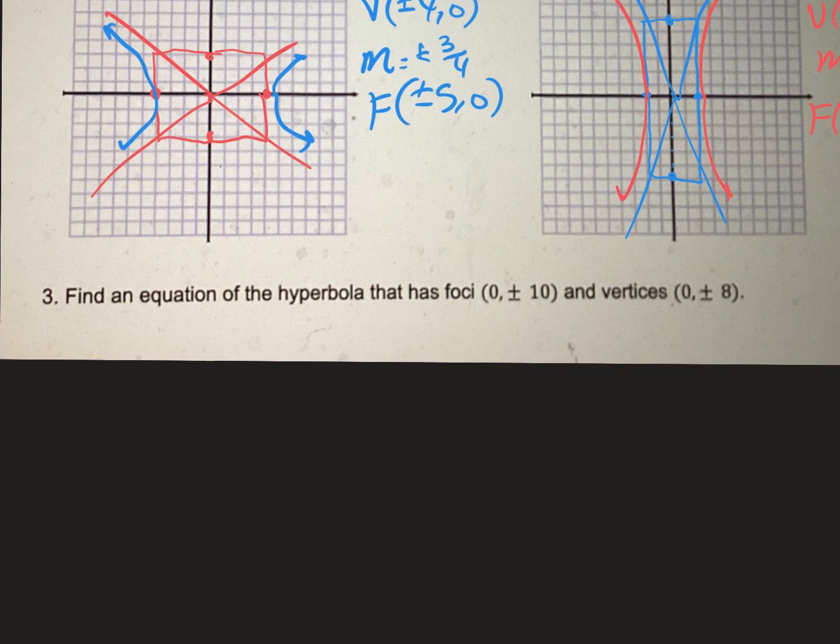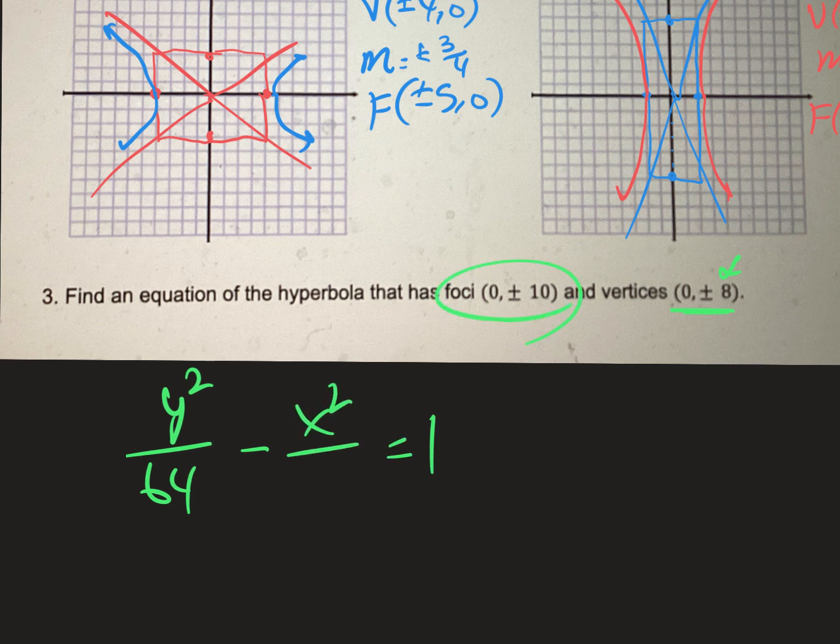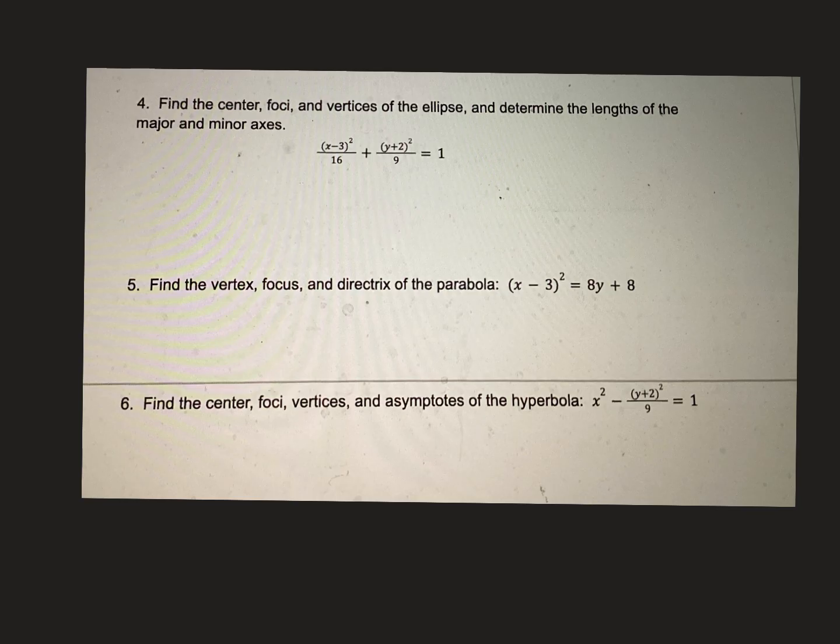Number 3, find an equation of the hyperbola that has those foci and those vertices. Now, the center is still 0, 0 because halfway between 0, 8 and 0, negative 8 is 0, 0. And because those are on the y-axis, that means y is the transverse or major. So I'm putting y squared over 64 because that's a squared, minus x squared over something is 1. Use what they give you. If they gave you the foci, that's the c. So 100 is 64 plus b squared. So they're asking you, what would you add to 64 to get 100? 36. There's that one.